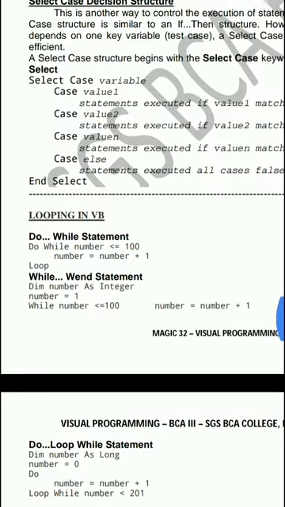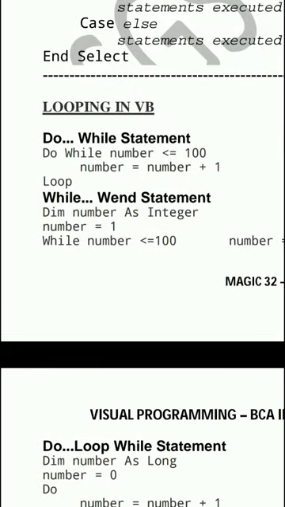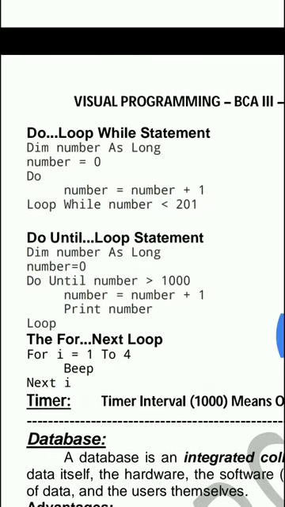VB also supports different loopings. It supports do while loop: until the condition is true, the statement is executed. It supports while statements. It supports do loop while. It supports do loop until, as well as the for next loop.